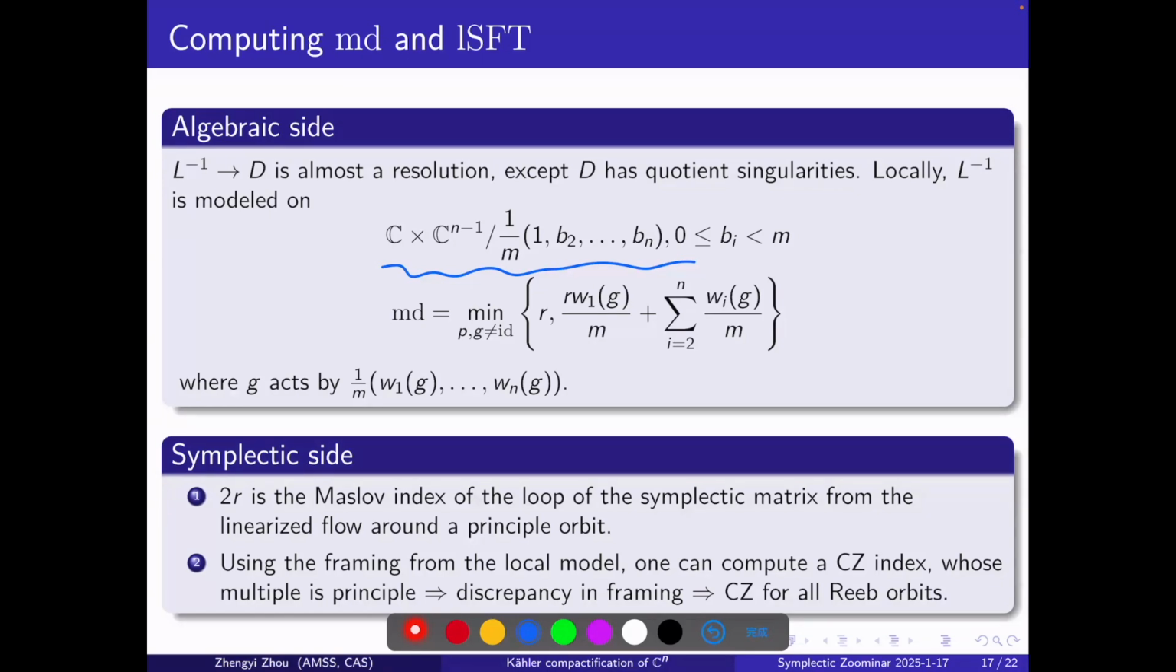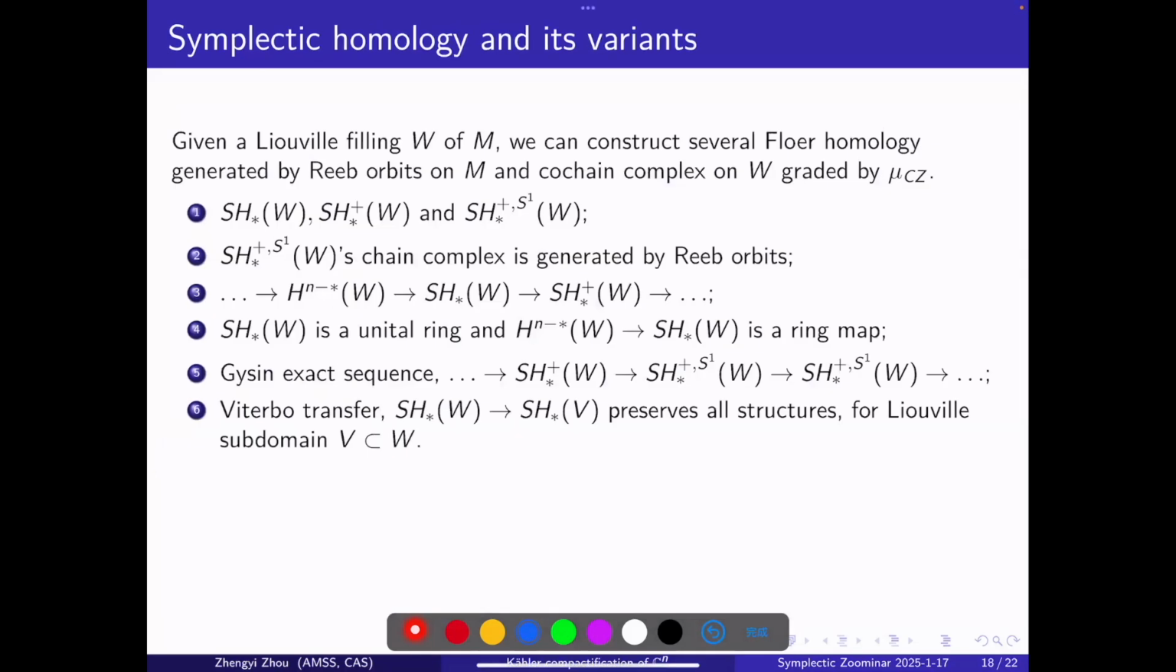But since you already know the answer for the correct principal orbit lower SFT, you can compare and understand what the difference in framing is, and then you can correct all the computation to figure out the lower SFT for all the Reeb orbits. And when you put them together, you find the formula is on the nose exactly the same. And this proves the first equality.